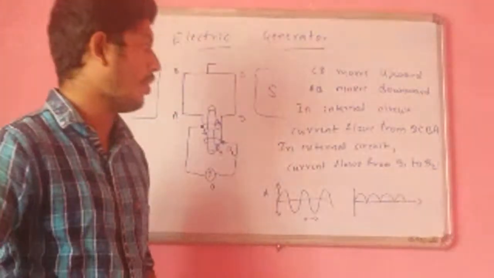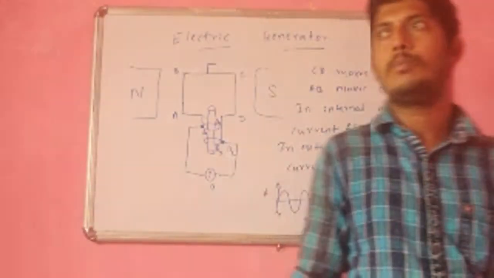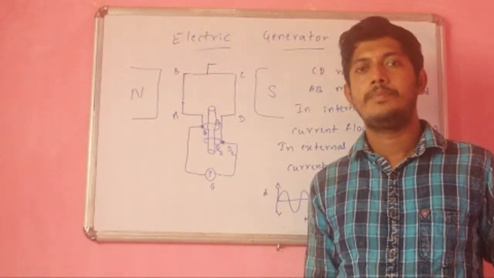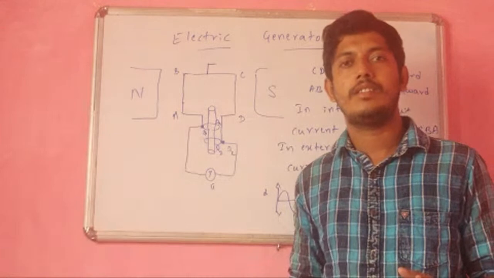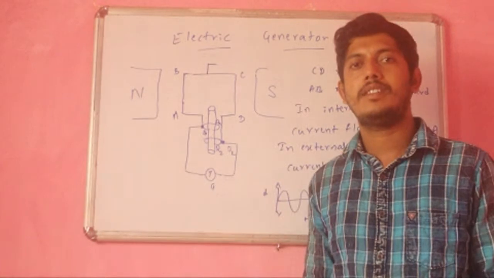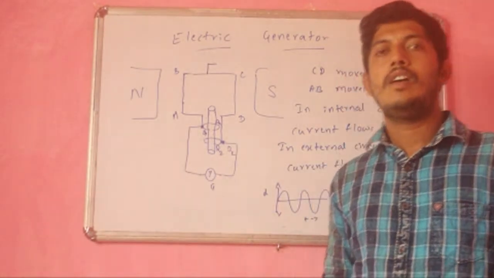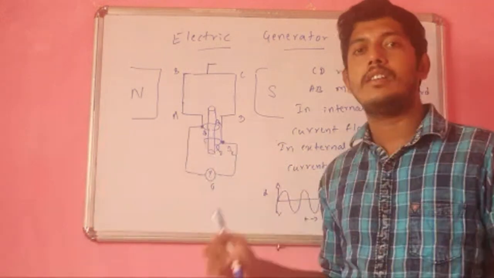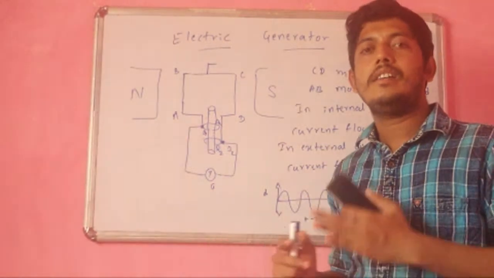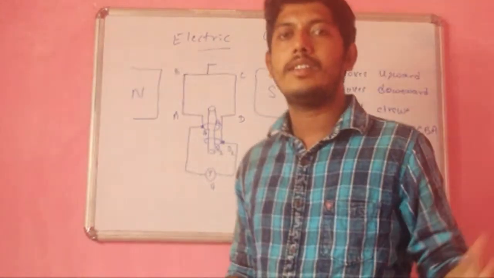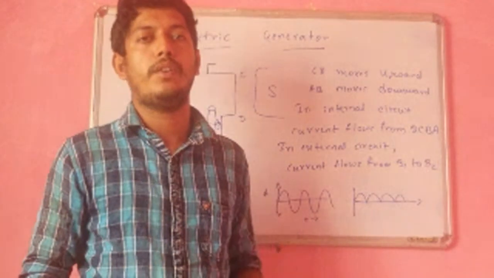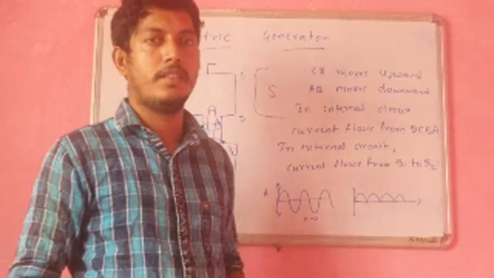And one of the most important things: in our daily life, in homes and everywhere, we are using alternating current instead of direct current. Direct current, that is DC, we use in batteries or cells, and alternating current we use for home appliances and in factories, etc. The main reason is that alternating current is transmitted from one place to another without much loss of energy.